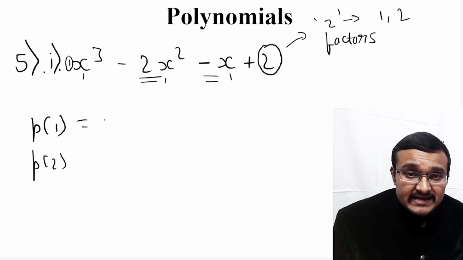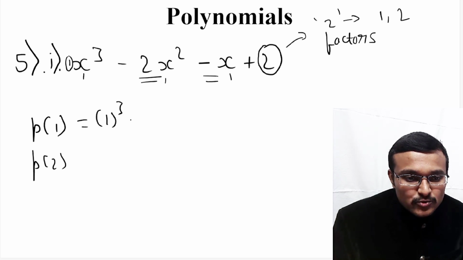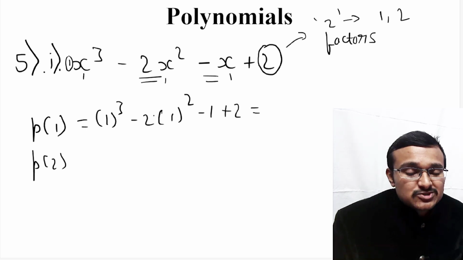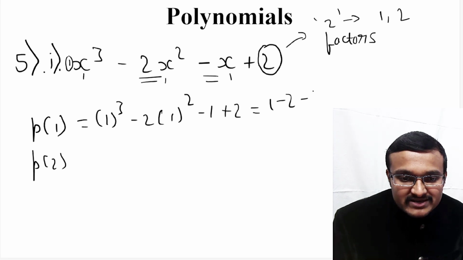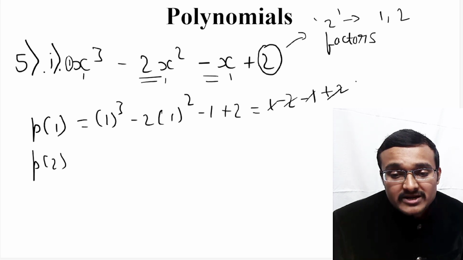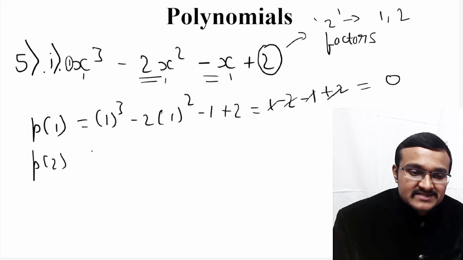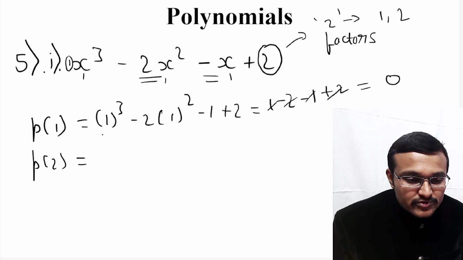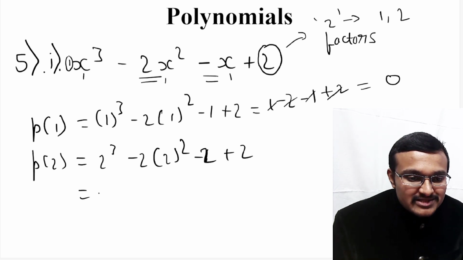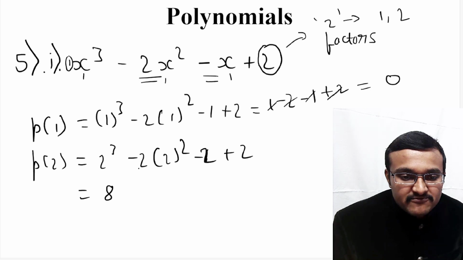When you do that, in place of x you take 1 cube minus 2 into 1 square minus 1 plus 2, which is equal to 1 minus 2 minus 1 plus 2. Here plus 2 and minus 2 get cancelled with each other, and 1 and minus 1 get cancelled with each other. So you are getting 0. Now p of 2 is 2 cube minus 2 into 2 square minus 2 plus 2. When you solve this, 2 cube is 8, since 2 2s are 4 and 4 into 2 is 8.